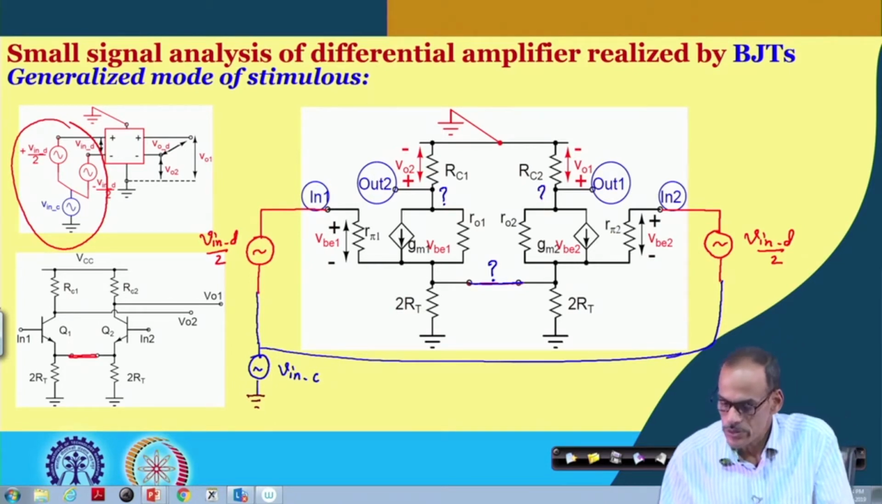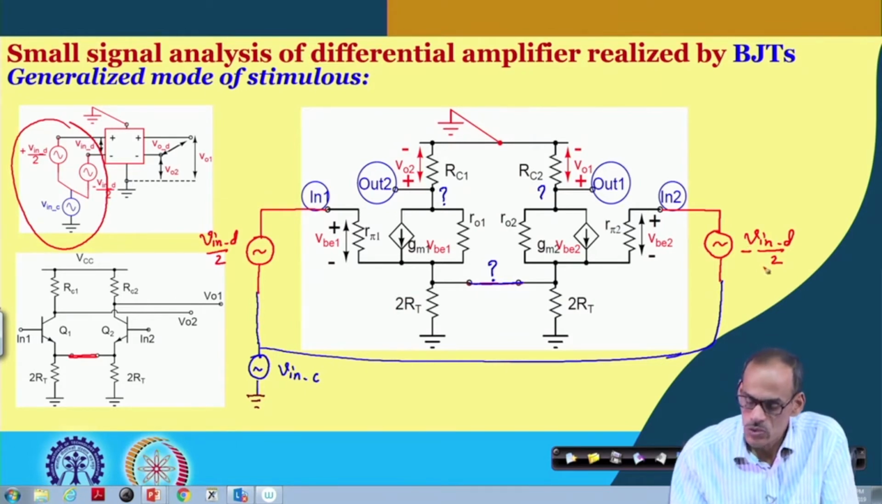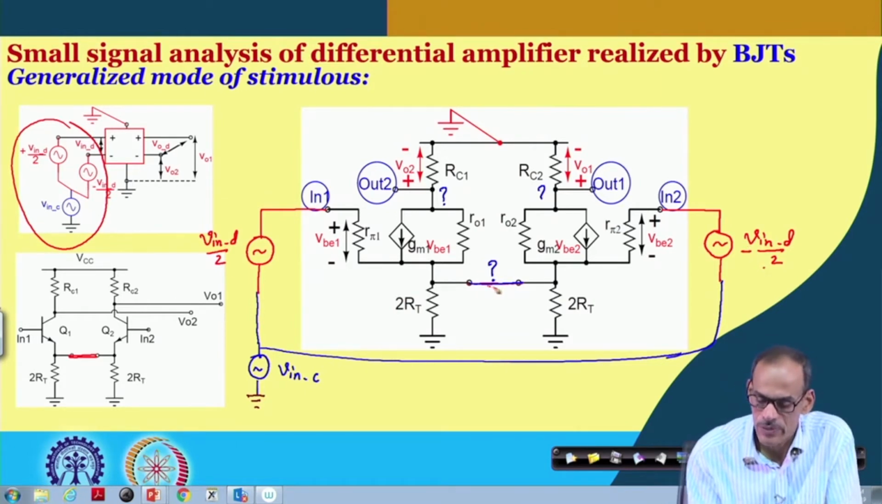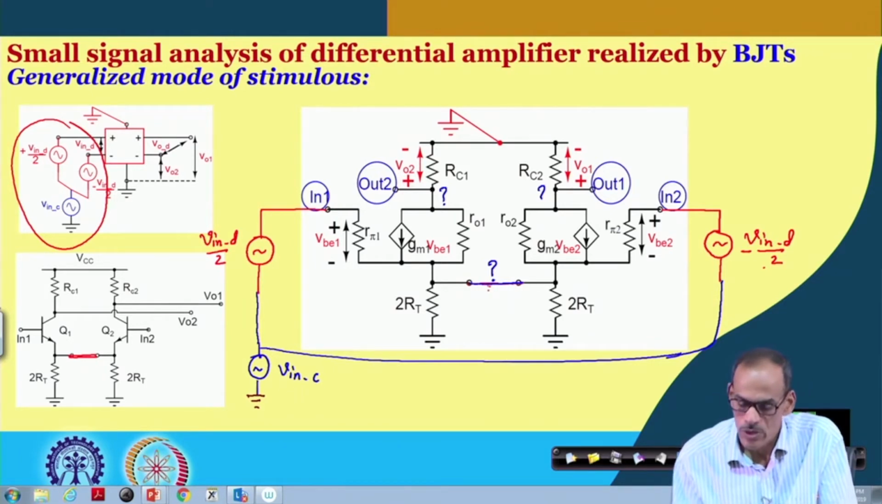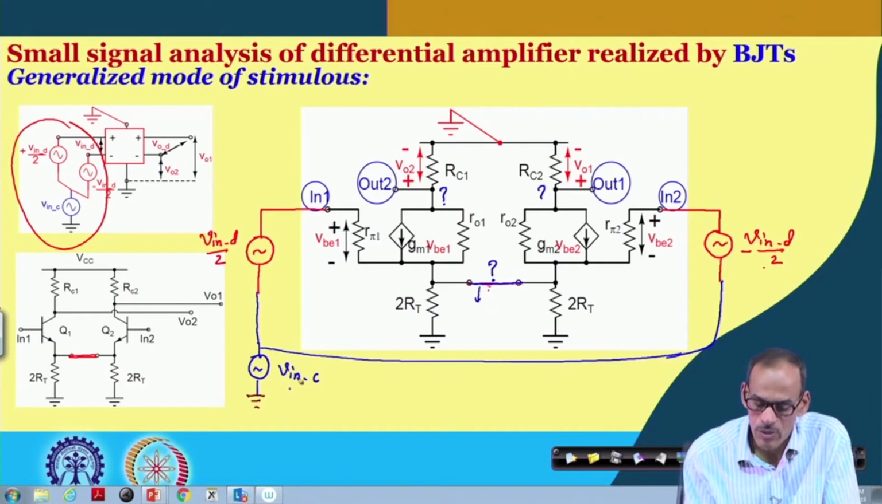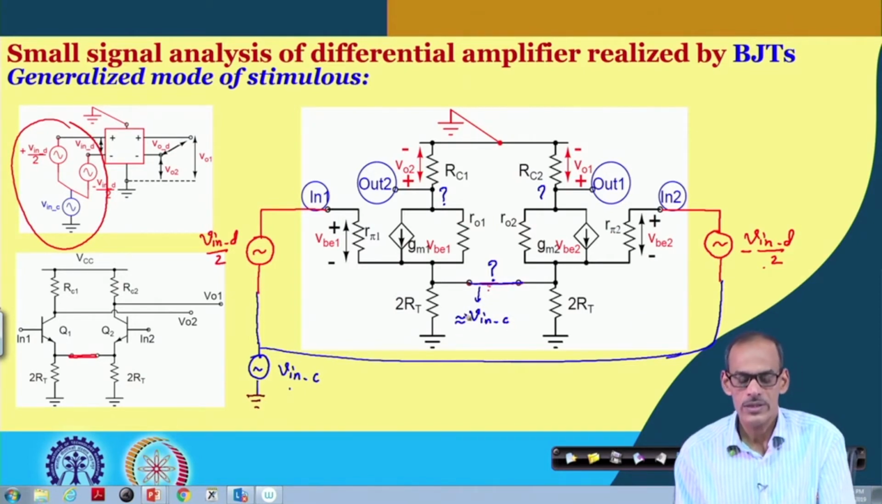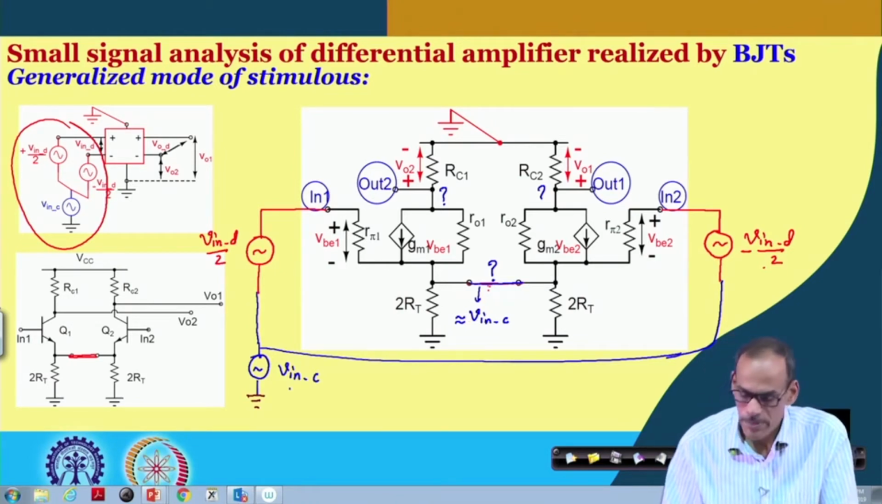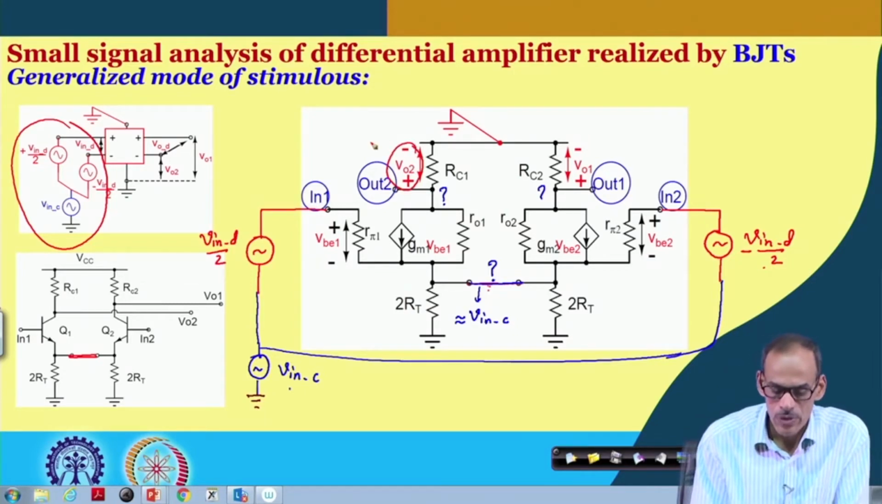Due to this perfect differential, that means we have a minus sign here, these two differential signals do not have any influence. For the differential component this is supposed to be ground, but we have the common mode component. So, the signal coming here is only V in C, or I should say very close to V in C. It is slightly less, but very close to that. And then what happens to this output?